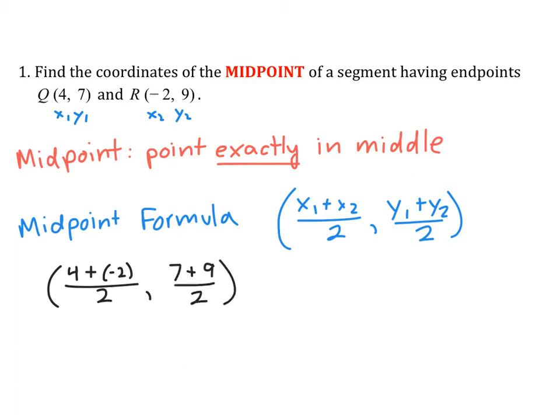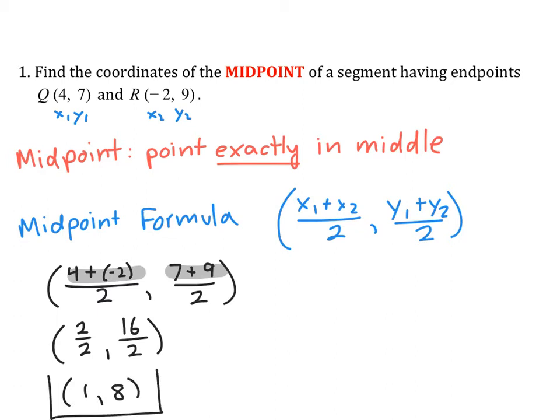And now we just need to simplify, so we'll start with the numerator. 4 plus negative 2 is 2. 7 plus 9 is 16. And then in one more step, we have our answer. So the midpoint is at (1, 8). And remember, all coordinates have an x and a y value and should have parentheses.